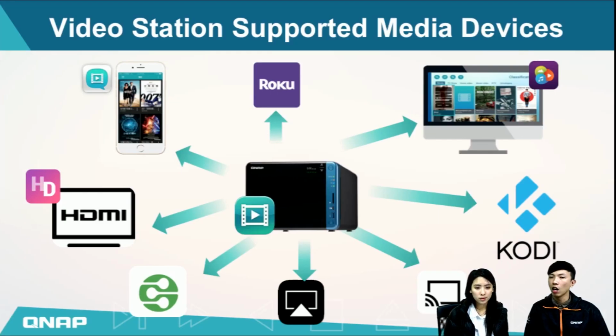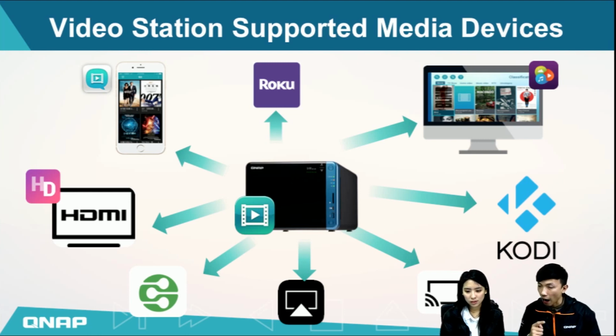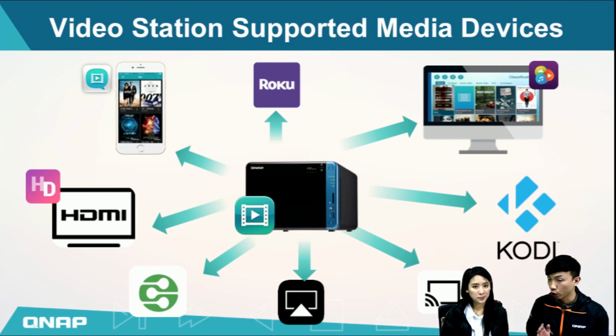So let's see it. We support Video Station and media devices. You can see we support Qvideo on iOS and Android smartphones. We support HDMI, and all competitors didn't support HDMI output. With HDMI output, we can just plug in the HDMI cord and connect with the screens. Yes, and for some high quality content, internet streaming is unstable. However, with the HDMI cable, we can make sure it plays smoothly.